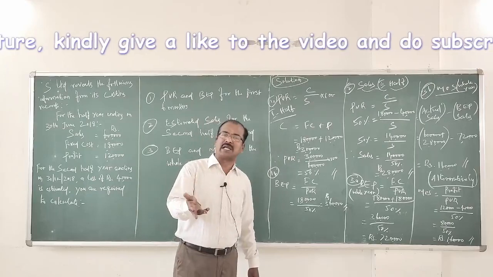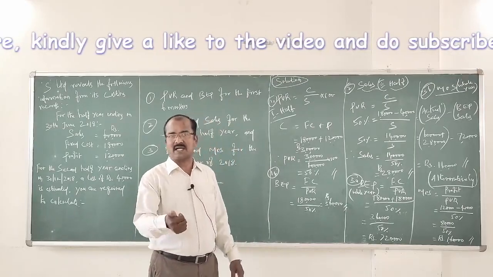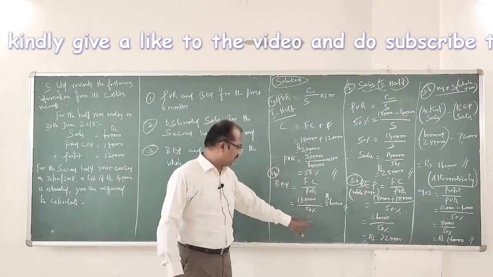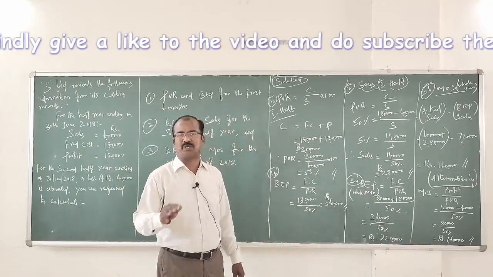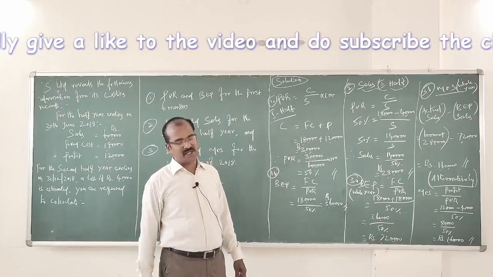Now the next one is about the calculation of BEP. What is the formula for calculating BEP for the first half of the year here? Fixed cost divided by PVR. Fixed cost is 1,80,000 divided by PVR 50%. So the answer is 3,60,000 rupees. That is the break-even point for the first half of the year.